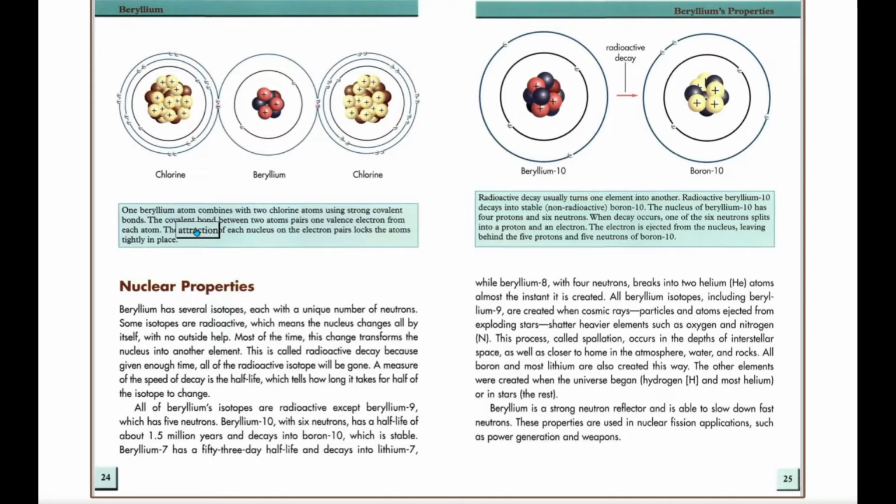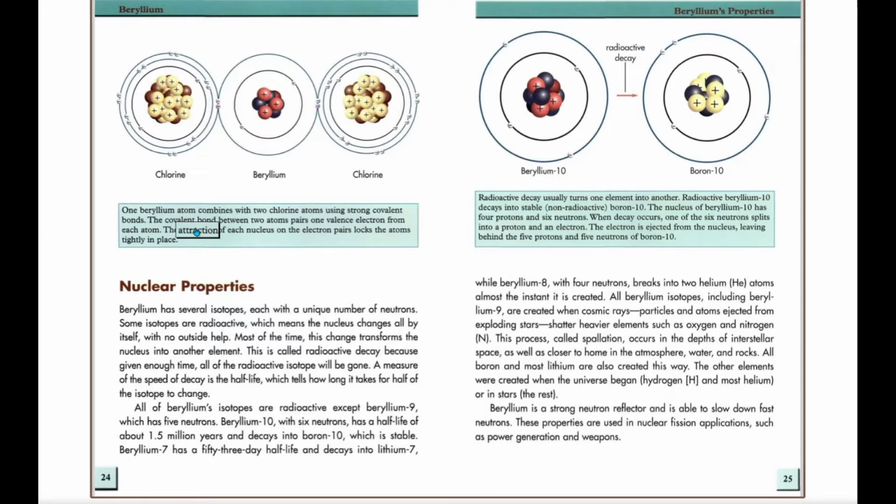A measure of the speed of decay is the half-life, which tells how long it takes for half of the isotope to change. All of beryllium's isotopes are radioactive except beryllium-9, which has 5 neutrons. Beryllium-10 with 6 neutrons has a half-life of about 1.5 million years and decays into boron-10, which is stable. Beryllium-7 has a 53-day half-life and decays into lithium-7.